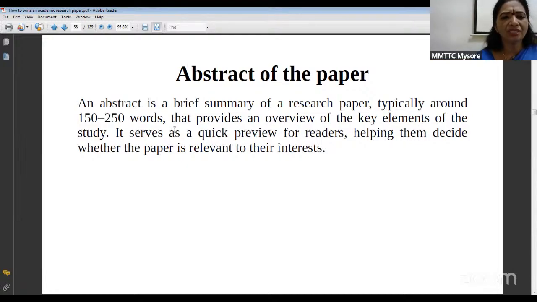So it serves as a quick preview. So you see, whenever we see a new paper, what we'll do is we'll go through the abstract, and then we will see the conclusion, and we will decide whether that particular paper is readable or not. Okay, so it also serves as a quick preview for readers, helping them to decide whether the paper is relevant to their interests or not.